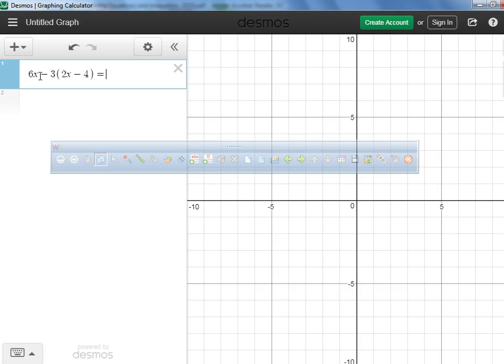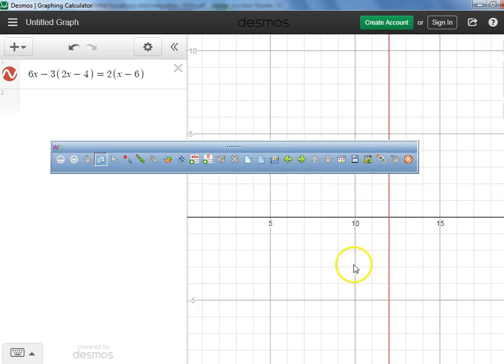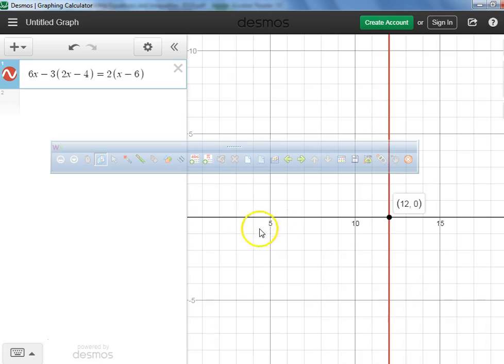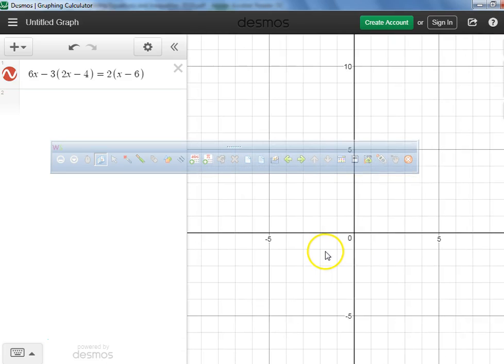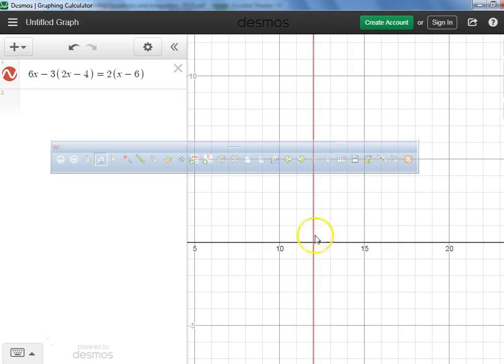hit the equal sign. Oh, not the plus sign. Equals 2, open parentheses, x minus 6. Now you'll notice, I don't see any answers, but if I start scrolling over, you see that vertical line? Where's that vertical line at? 12. Okay? So if you couldn't see it on the screen, you would have to scroll to where you saw that vertical line. And that allows you to check it.